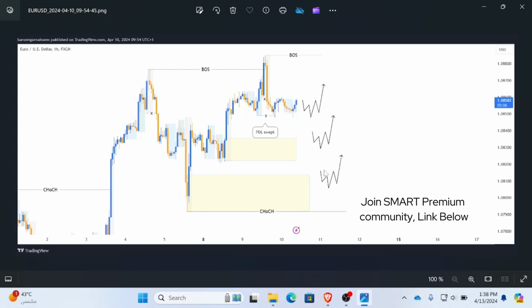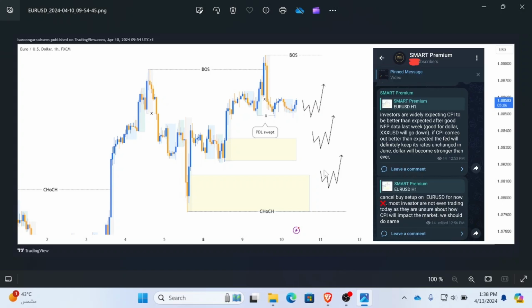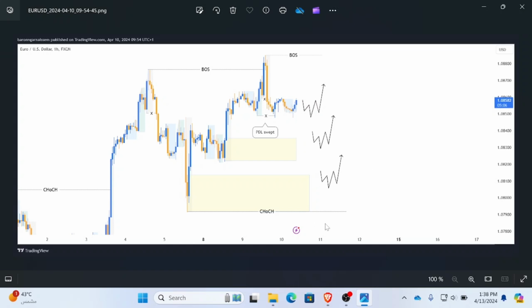Okay, but on that day it was the day of CPI. So after making a quick fundamental analysis, I noticed that the market is preparing to sell on EURUSD because most investors were expecting the CPI to come out way better than expected. So if the CPI comes out better than expected, then EURUSD will really drop sharply. Okay, this is why I canceled this setup and took a sell on EURUSD.